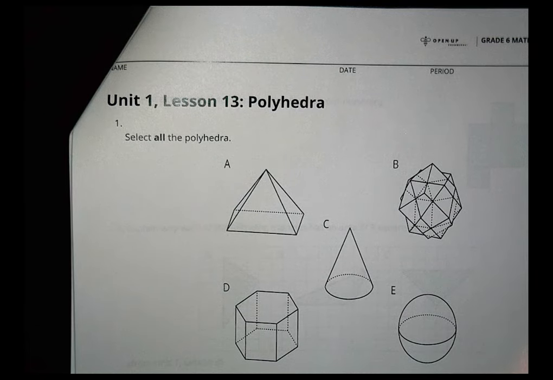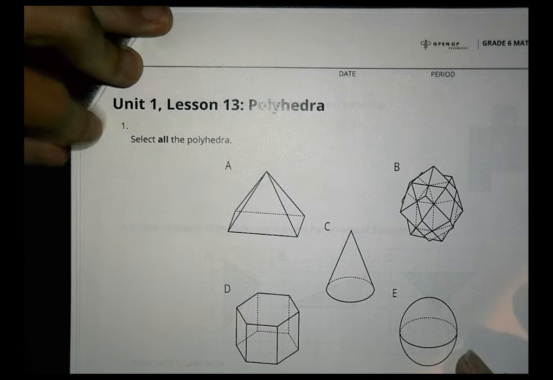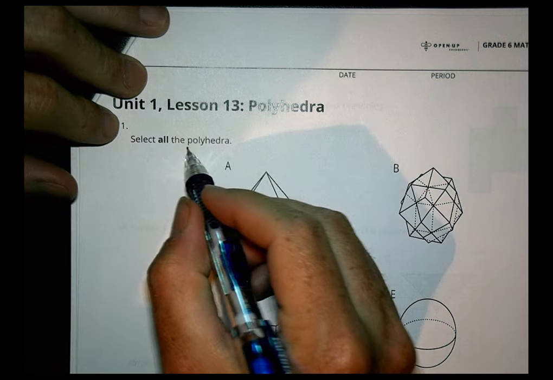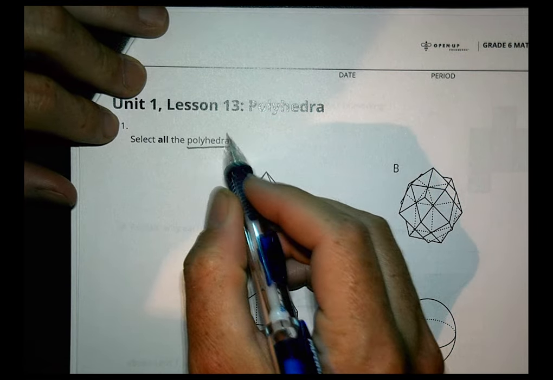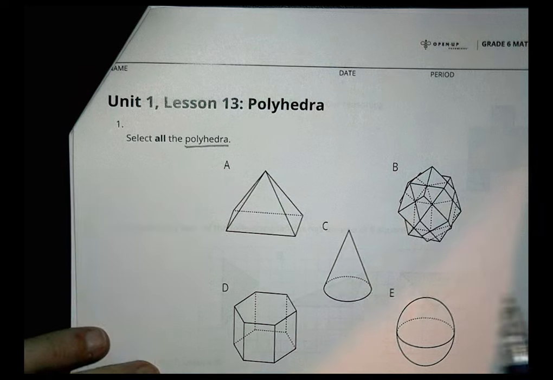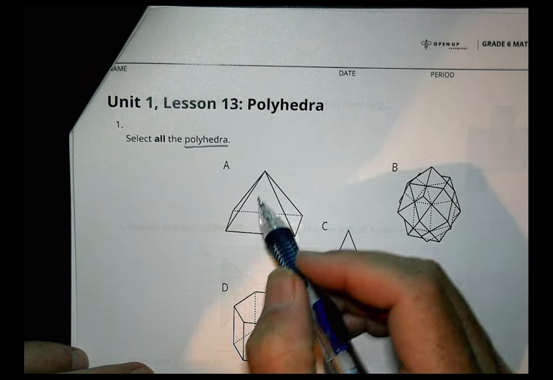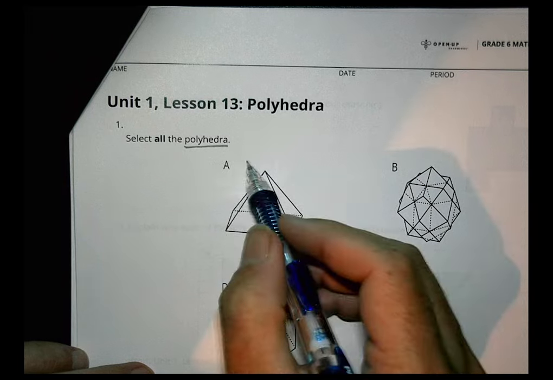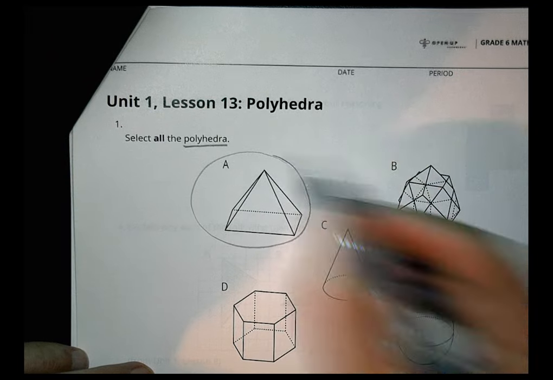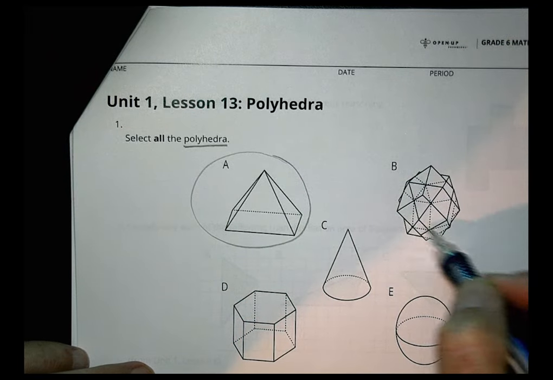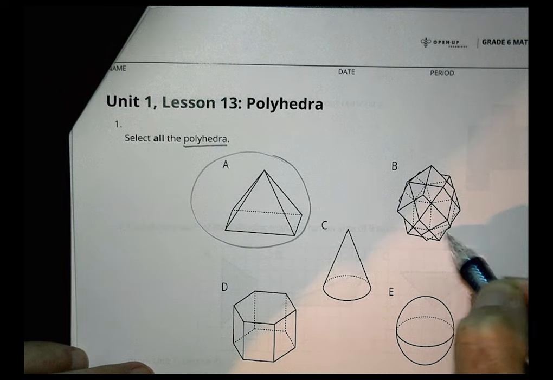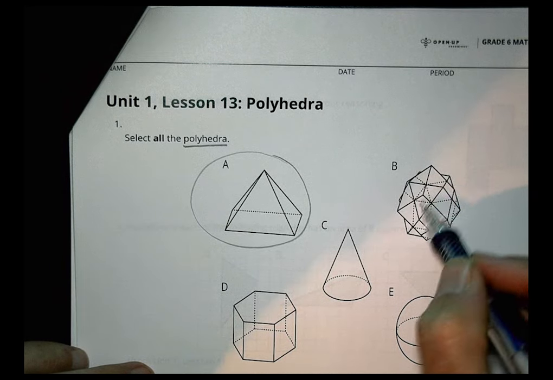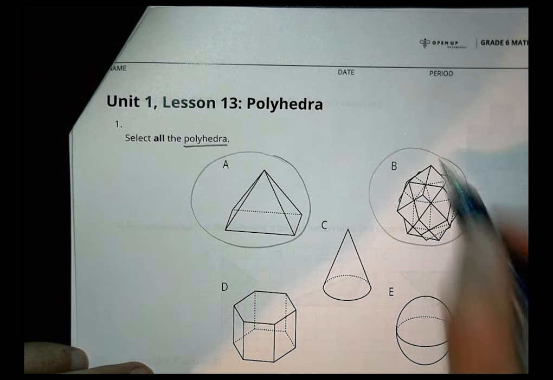All right, so here's our homework here for lesson 13. Select all the polyhedra, and that's plural for polyhedron. So which ones are gonna work? Well, we need to make sure it has polygons that all connect and no loose edges. So A looks great. B, as crazy as that looks, it does look like it all connects together with straight edges. So we're gonna say B looks good.